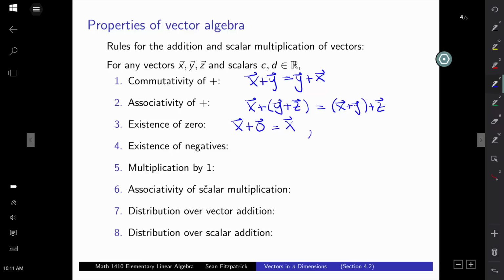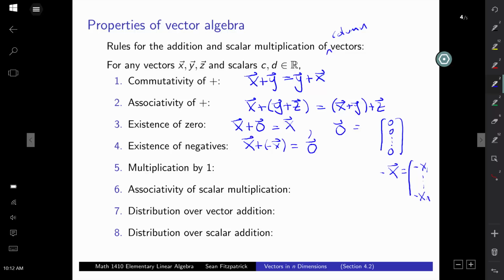where our 0 vector, we know what the 0 vector looks like. The 0 vector looks like, if we're dealing with, well, here I've said vectors, but really I guess I should say, let's do column vectors, but it's equally true for row vectors. So 0 being the vector consisting entirely of zeros. Negatives, we know that negatives work. x plus minus x equals the 0 vector, and as usual, we know that minus x is just minus x1 down to minus xn. You just change the sign on each one of the entries.